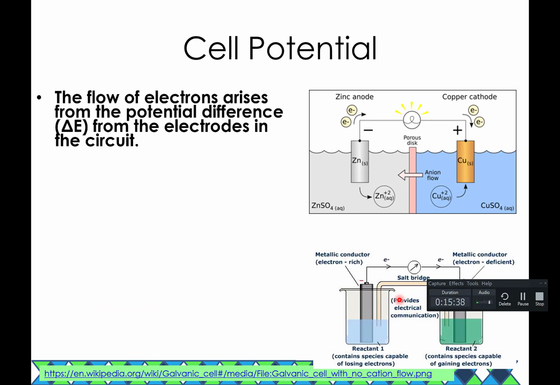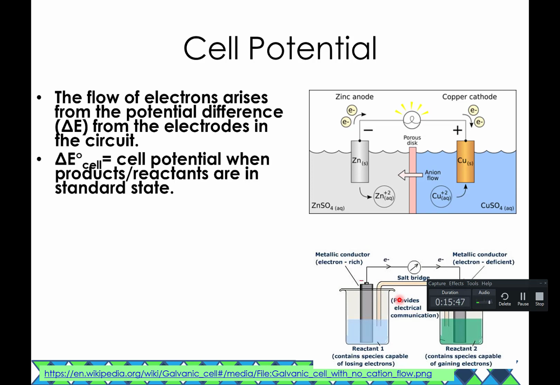The flow of electrons arises from the potential difference. So E naught of the cell is the cell potential when the products and the reactants are in their standard states. Remember, we talked a lot about standard state conditions back in Gen Chem 2. So we're talking about 1 molar concentration, 25 degrees Celsius or 298 Kelvin, 1 atmosphere. These are the standard state conditions.